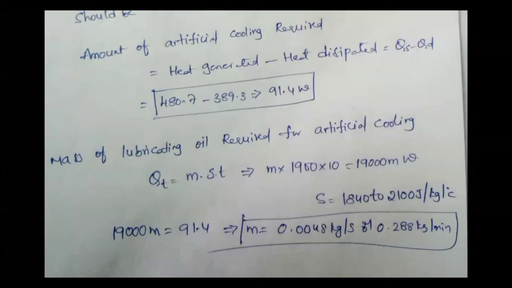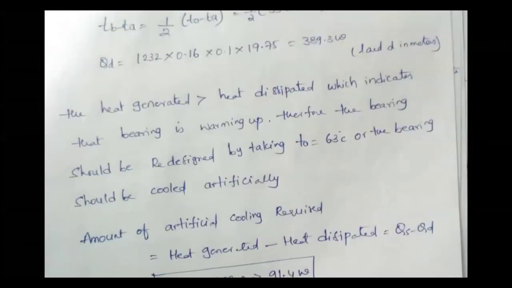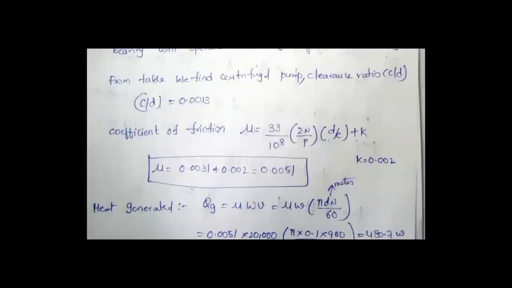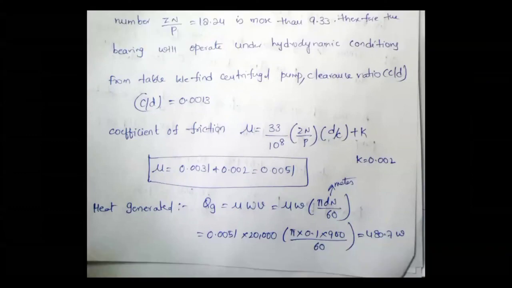Heat generated is nothing but computing. After having the value of your coefficient of friction, what is the formula for the amount of heat generation? The amount of heat generated on your bearing will be based on your coefficient of friction, W value and V value. V is called the rubbing velocity. Mu is the coefficient of friction, W is the load, and V is the rubbing velocity. Amount of heat generated is a direct formula substitution.